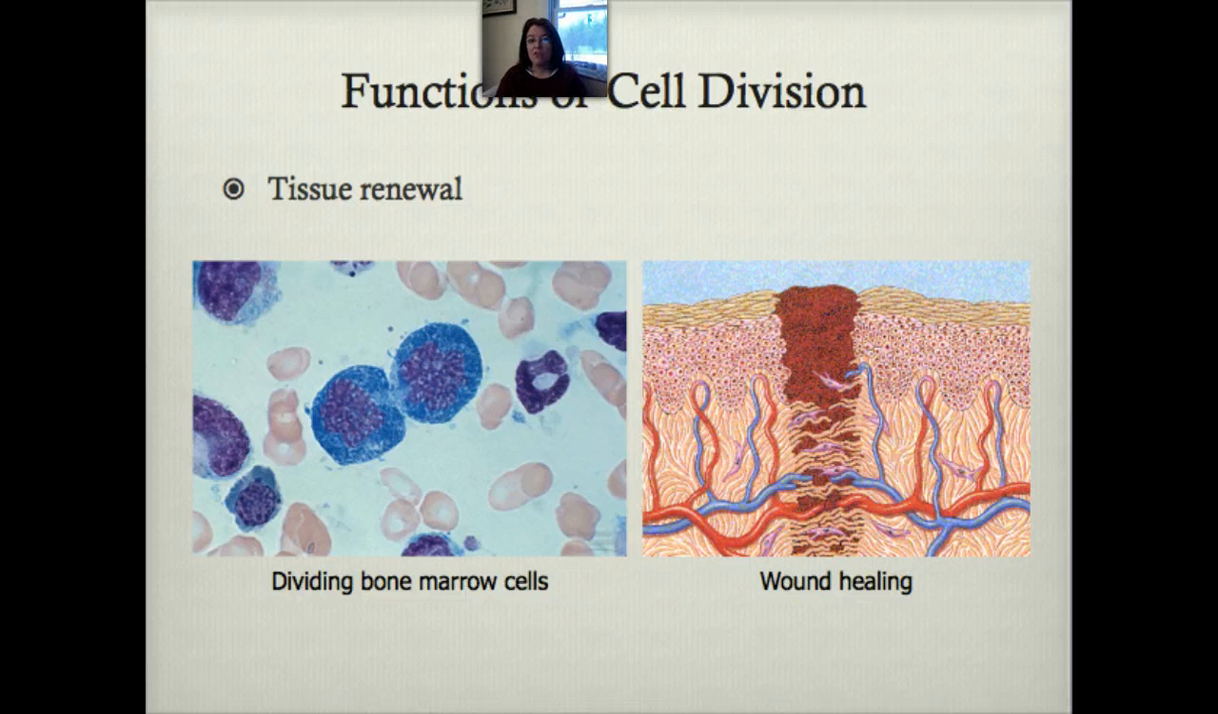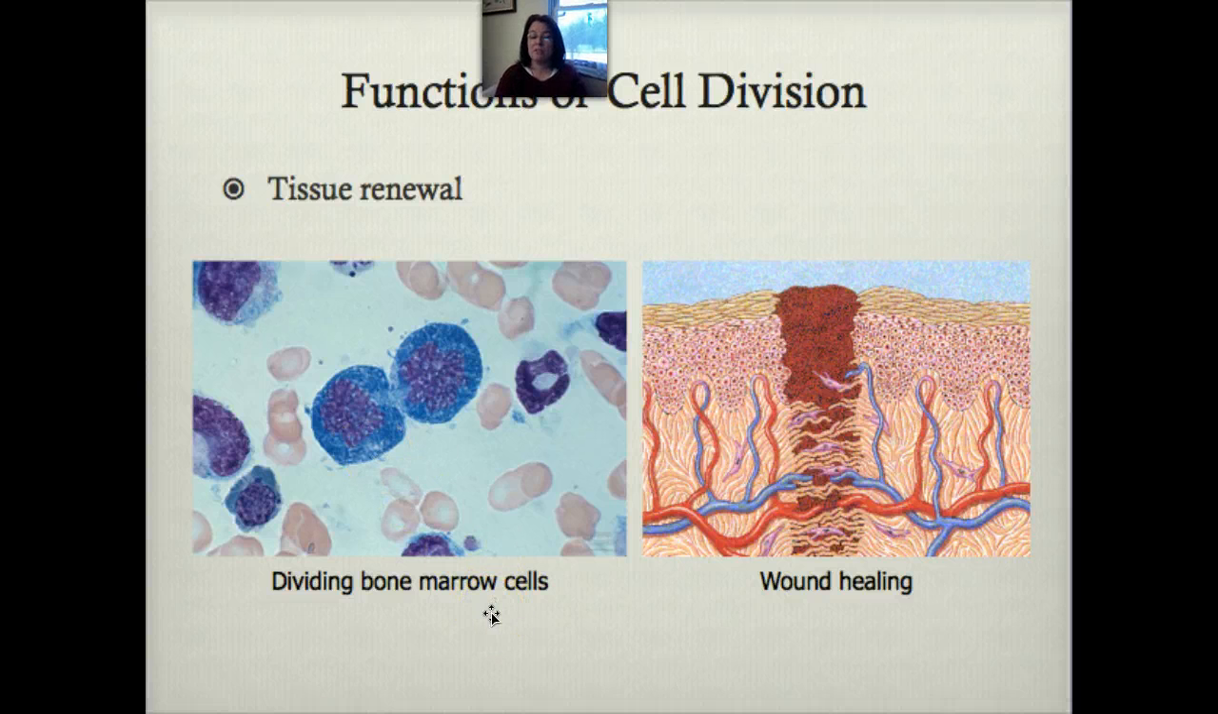Another very common function of cell division is tissue repair and renewal. There are two pictures on this slide. The first one shows a smear of blood underneath a microscope. And there are all different cell types in here. There are red blood cells, which appear in pink. And then there are various white blood cells, which appear in the blue and purple colors. Now this white blood cell in the center, which is a lymphocyte, is dividing. Now the nucleus, the purple area, has already divided, and now the cytoplasm, the blue area, is divided. So we started off with one cell, and now we're going to end up with two daughter cells.